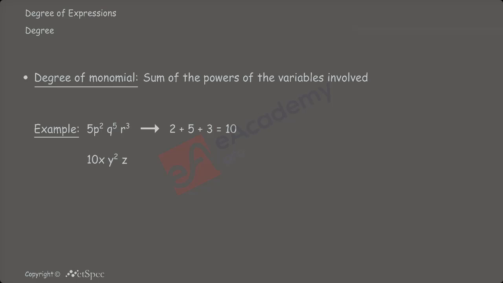The following is the method to be followed to find the degree. Initially, identify the variables, which are x, y squared, and z, and then sum up the powers of each variable, which will sum up to 4. So, the degree of the monomial 10xy squared z is 4.